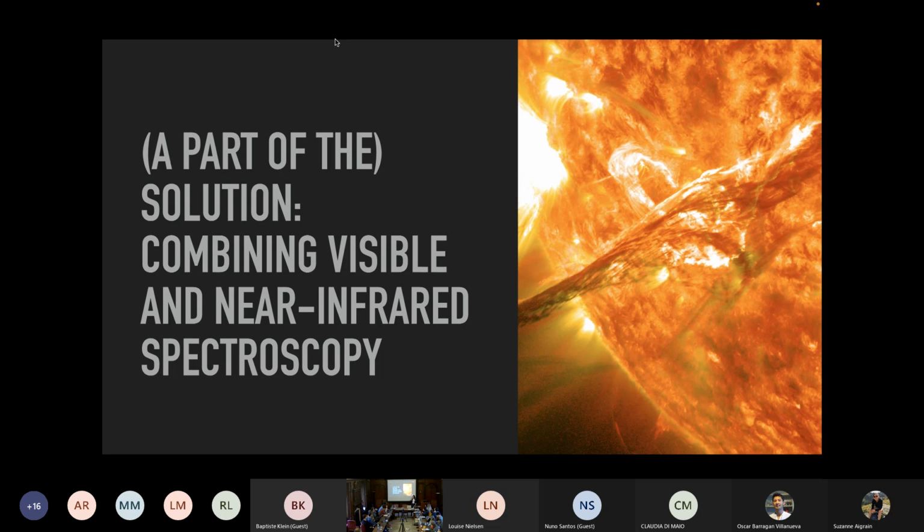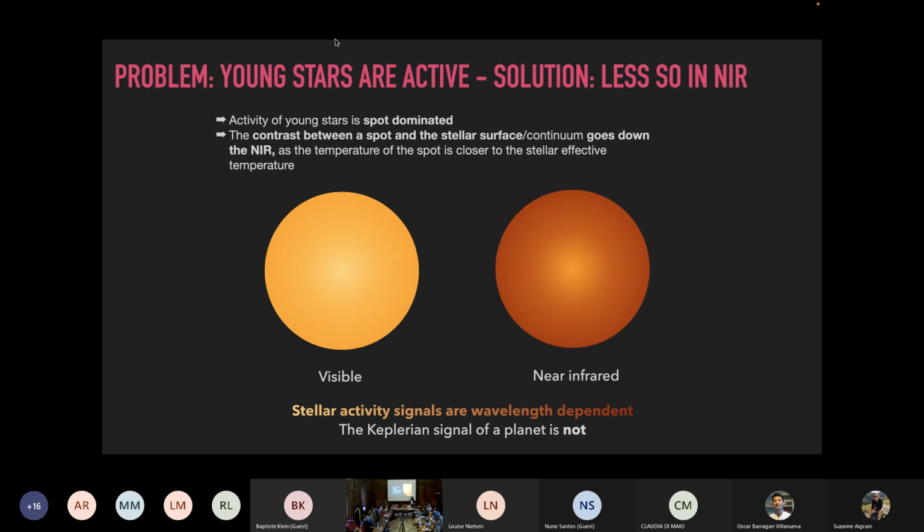Okay, so I have a few slides on what I think could be a part of the solution, and it's highly biased towards what I'm interested in, and that's near-infrared spectroscopy. So I'll just go into this a little bit, but then afterwards we will open up to other parts of the solution. All right, so our problem is that these young stars are active, but one of the solutions is that they're less active in the near-infrared. So here you have a star in near-infrared color, everyone can see that. And then over here you have the visible.